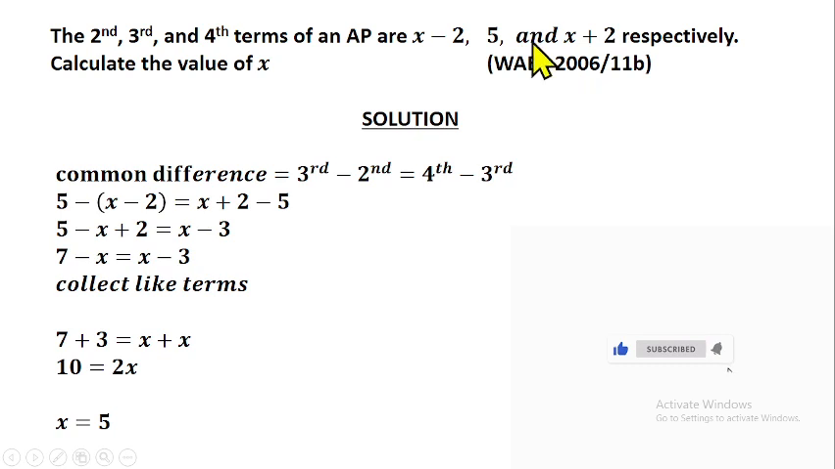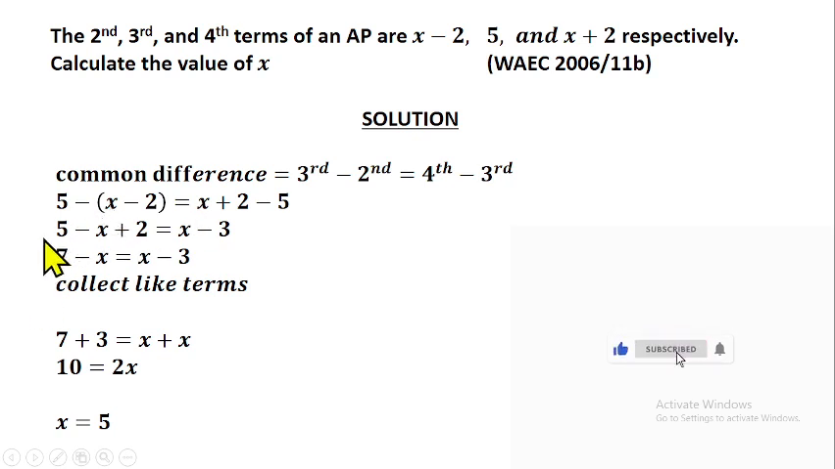So which means that 5 minus, which is the third term, minus the second term, which is this one, should give us the same answer as this minus this. Is that correct? Let's look at it critically. So 5 minus 5 open brackets x minus 2 should be equal to x plus 2 minus this 5, which is the fourth minus third, should be equal to third minus second. So that's what you're having here. So from there, you can find the value of our x.